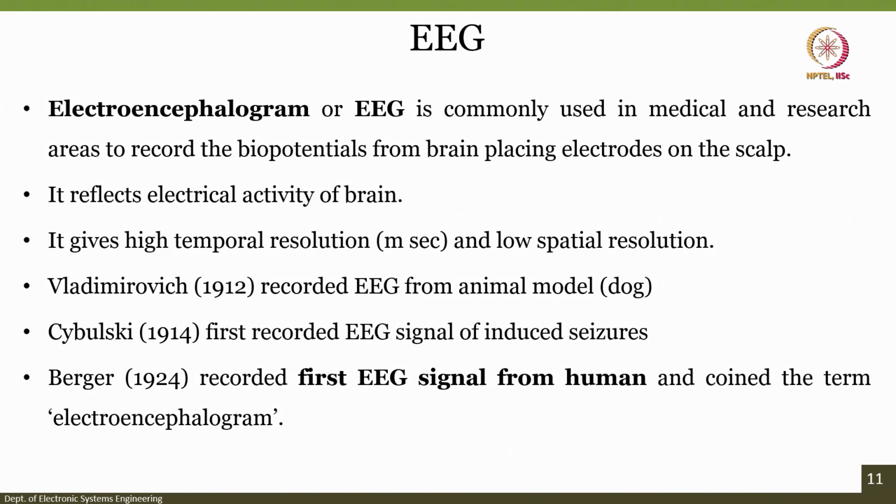EEG gives us a high temporal resolution of some milliseconds and low spatial resolution. In 1912, Waldemar Pravdich-Neminsky is the person who recorded the EEG from an animal model, and that was a dog.